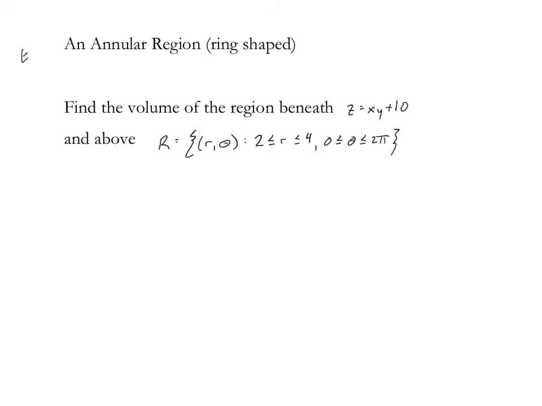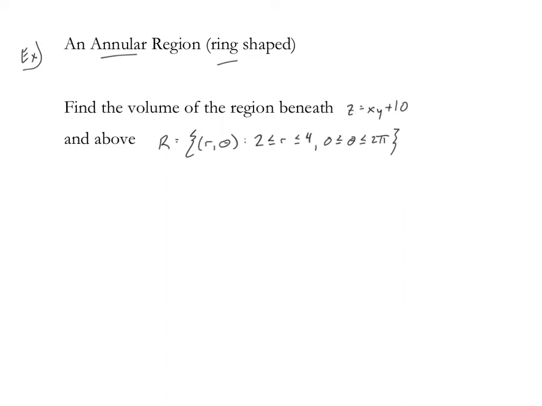In our next example, we are looking at what is called an annular region, also known as ring-shaped. The reason this one is ring-shaped is because when we look at our region R in the problem, our r bounds are from 2 to 4, so this one doesn't go all the way to the origin. So we end up with a region that is the shape of a ring.